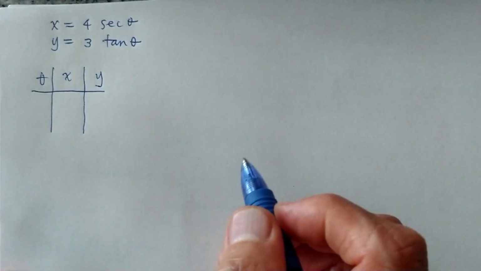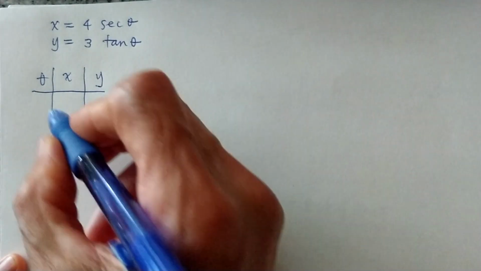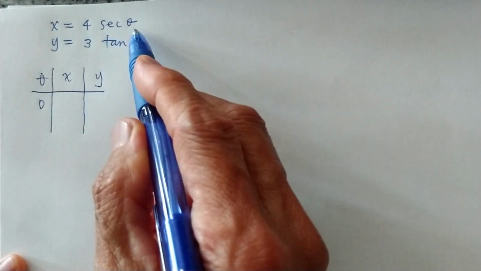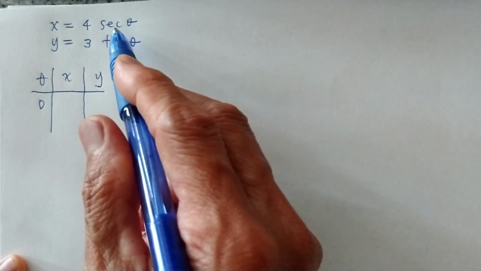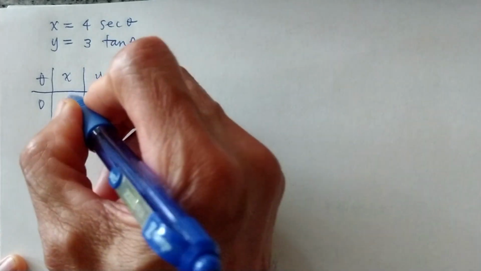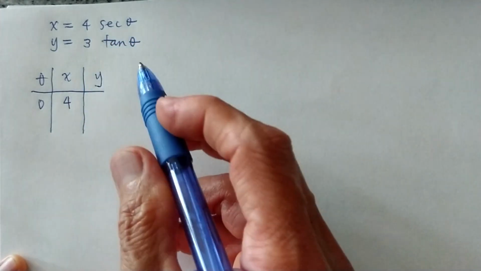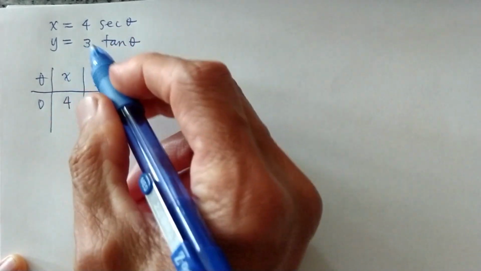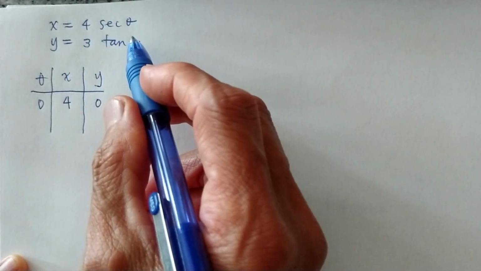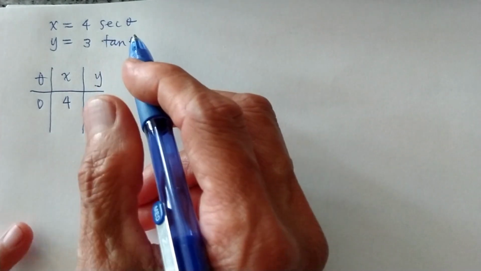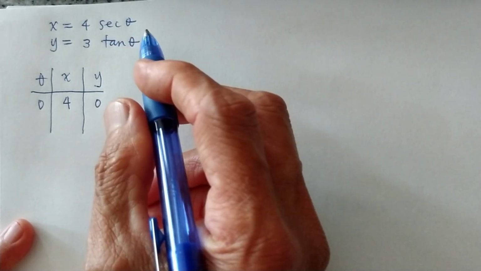So for instance, if theta is 0, well, x is 4 secant 0. Secant 0 is 1, so 1 times 4 is 4. Tangent 0 is 0, 0 times 3 is 0. So you're going to do that to be able to graph this directly in parametric form. What we will do instead is convert this into rectangular form and graph it from there.